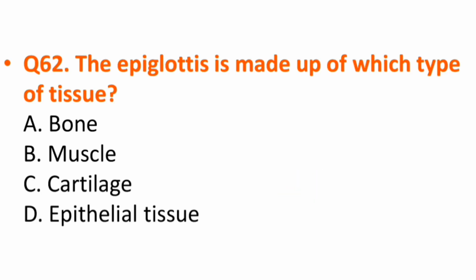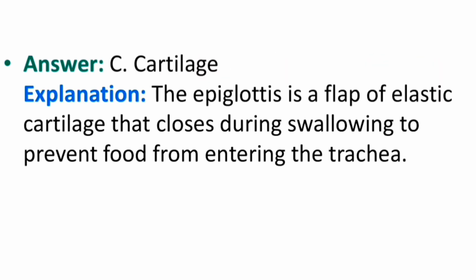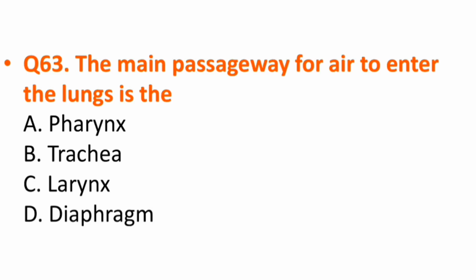The epiglottis is made up of which type of tissue? Option A, bone. Option B, muscle. Option C, cartilage. Option D, epithelial tissue. The correct answer is option C, cartilage. The epiglottis is a flap of elastic cartilage that closes during swallowing to prevent food from entering the trachea.